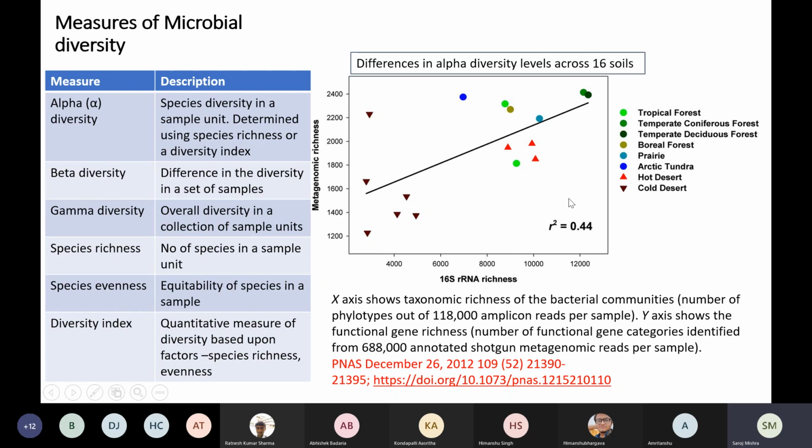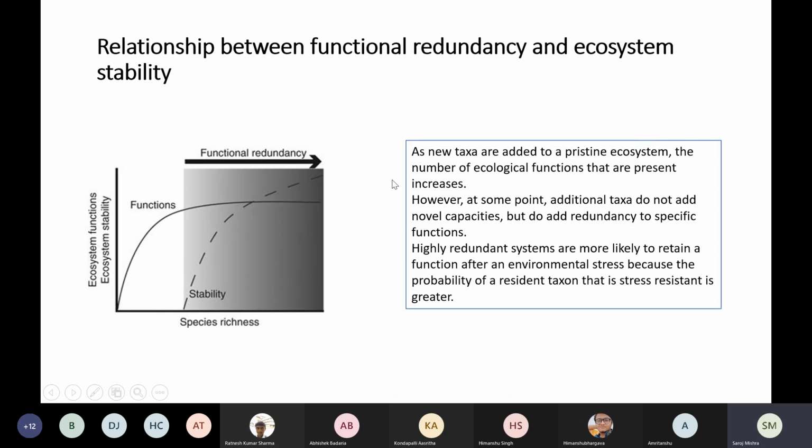And generally, as you see, the correlation is really very low. It's not that as the species richness goes up, you are going to get functionally more and more genus, more and more functions associated with that. The answer is no. And that is something which is shown to you here. So the relationship between functional redundancy and, of course, what does it have to do with ecosystem stability? So is this clear to everybody? Are people following what is being said here?